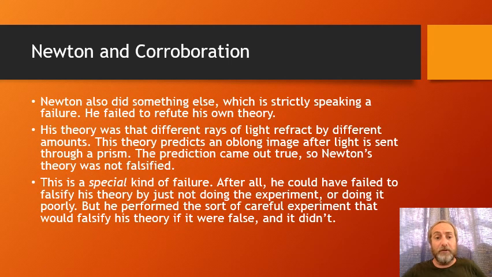And he did something else. Newton did something else significant, and strictly speaking, it's sort of a failure, right? He failed to refute his own theory. He didn't falsify it. But it's a real good, special kind of failure, right? Because there's lots of ways you can fail to falsify a theory. You can fail to falsify it because you just don't get out of bed and don't do the experiment, right? Or doing a really bad experiment. But he performed a really good, really careful experiment, right? That should have falsified his theory if the theory was in fact false, right? And it didn't. So that means something.